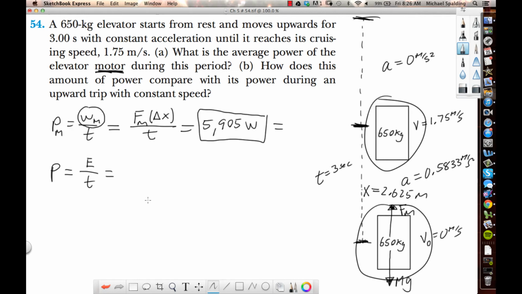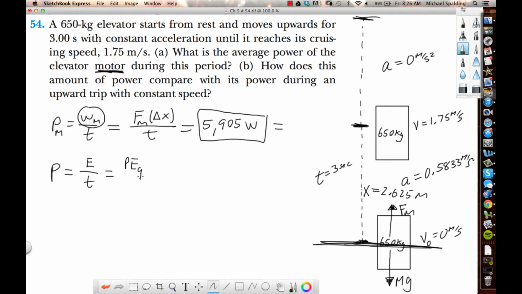Well, to answer that, let's put a 0 point in. Let's say that here's our 0 point. Does the elevator go above the 0 point? Yes. So it's gaining potential of gravity. What else is it gaining? Kinetic. How do I know it's gaining kinetic? Because it's accelerating. It's speeding up.